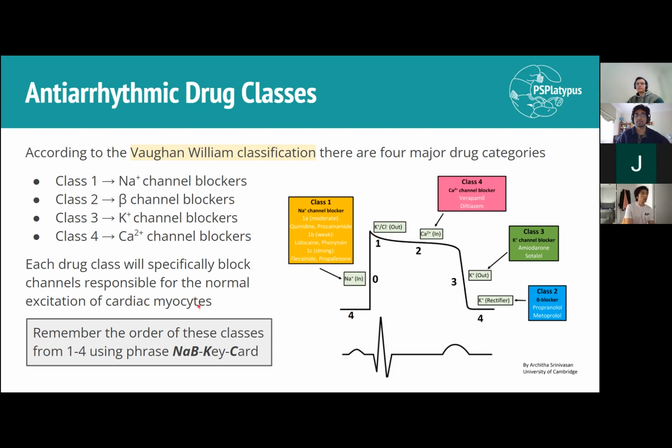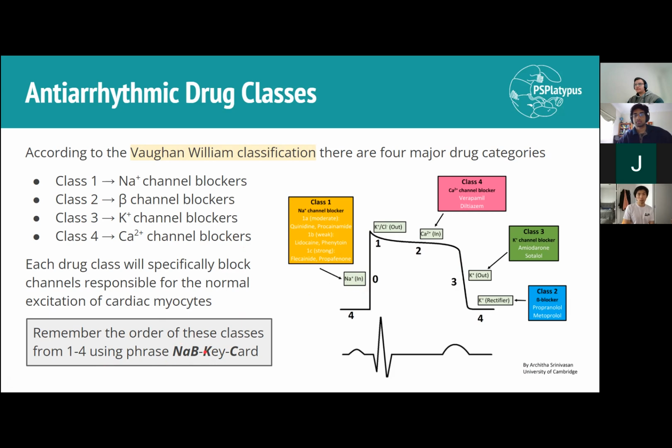Now, the way I like to remember it, because I couldn't really visualize this in my head, is that I would just remember the phrase NAB key card. I'm not sure where I got that from. I think I just made it up, but it helped me to pinpoint which specific receptor is responsible for which phase. So in other words, if you're looking at phase 1, or at least, sorry, class 1, not phase 1. If you're looking at the class 1 drugs, they're going to be the sodium, Na. Class 2 is going to be beta channel blockers.